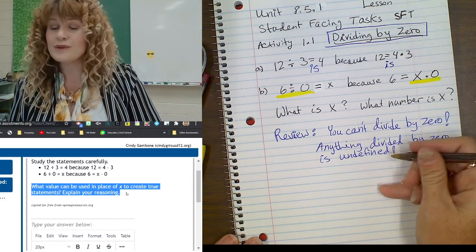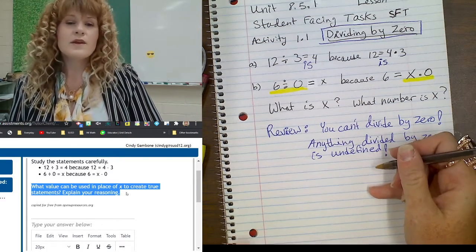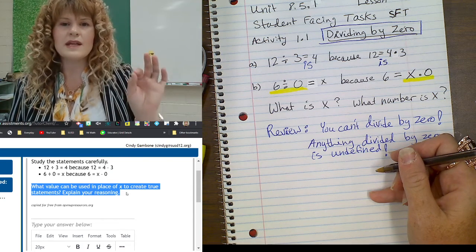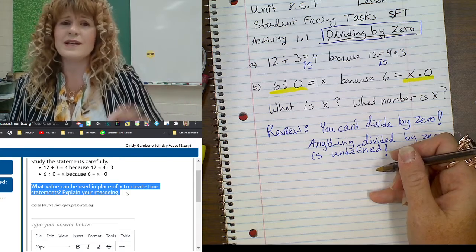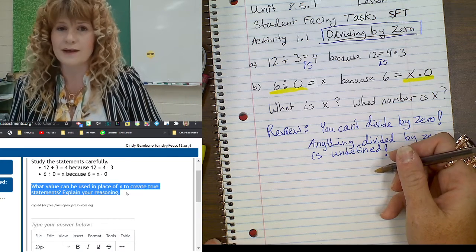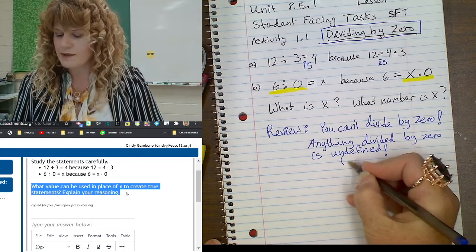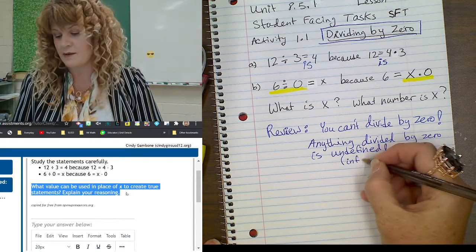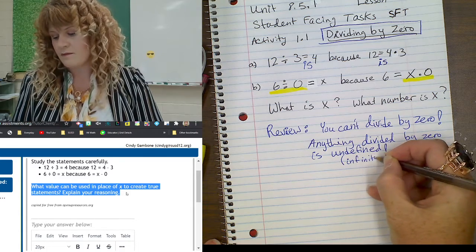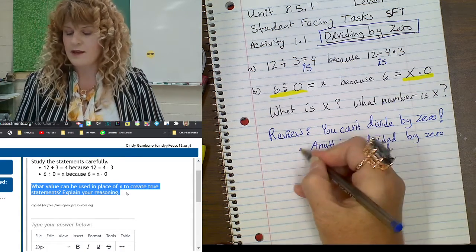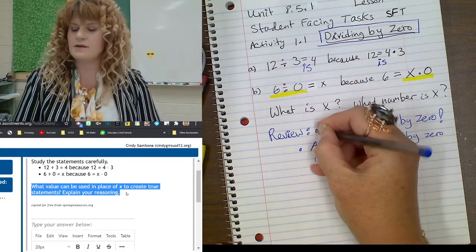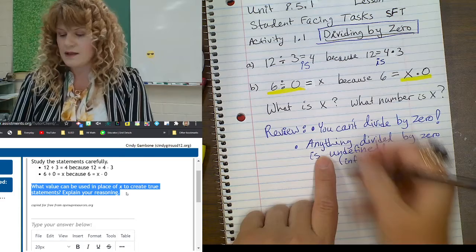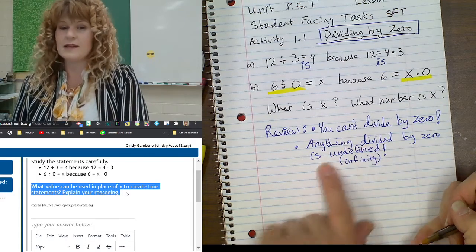Now, if you Google dividing by 0, you can also see that dividing by 0 equals infinity, but infinity is definitely undefined. So I'll go ahead and put that in parentheses too. I'll just let you know some mathematicians say dividing by 0 equals infinity. Okay, you've got to remember that. So I've got 2 notes so far. You can't divide by 0, or anything divided by 0 is undefined.